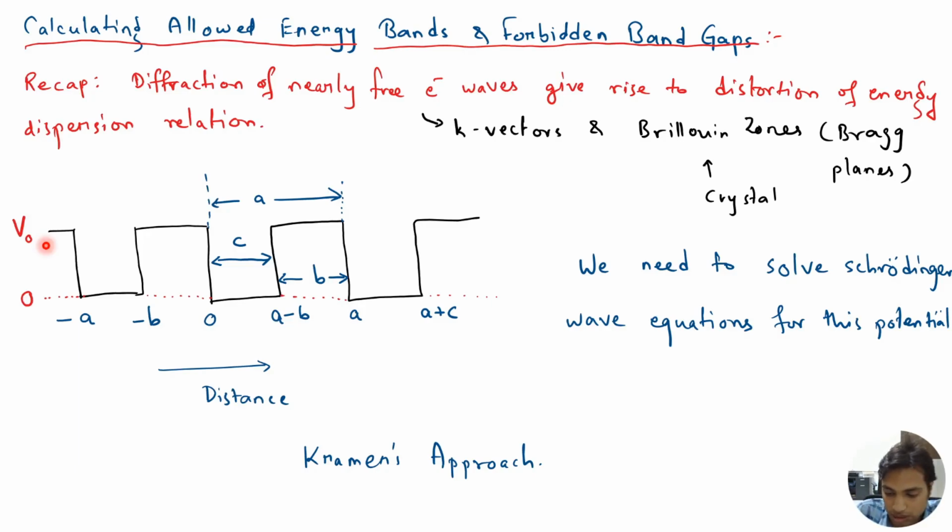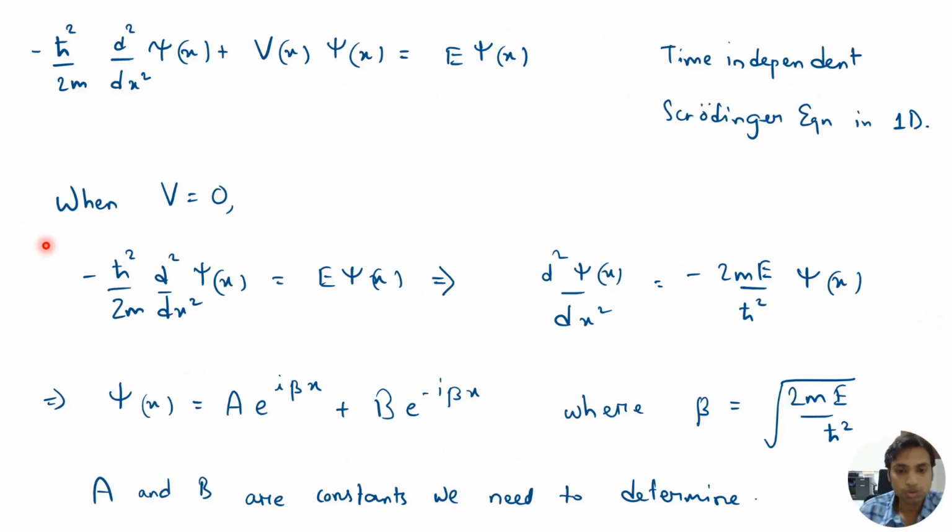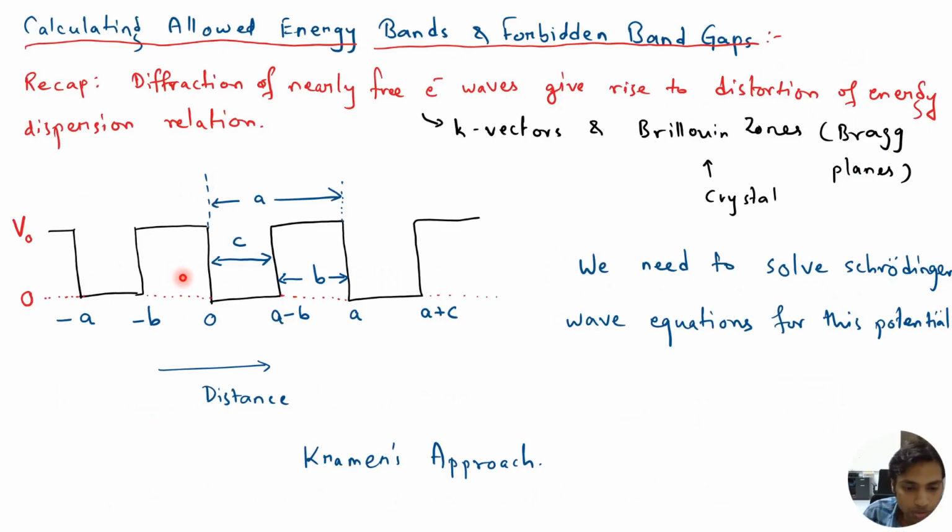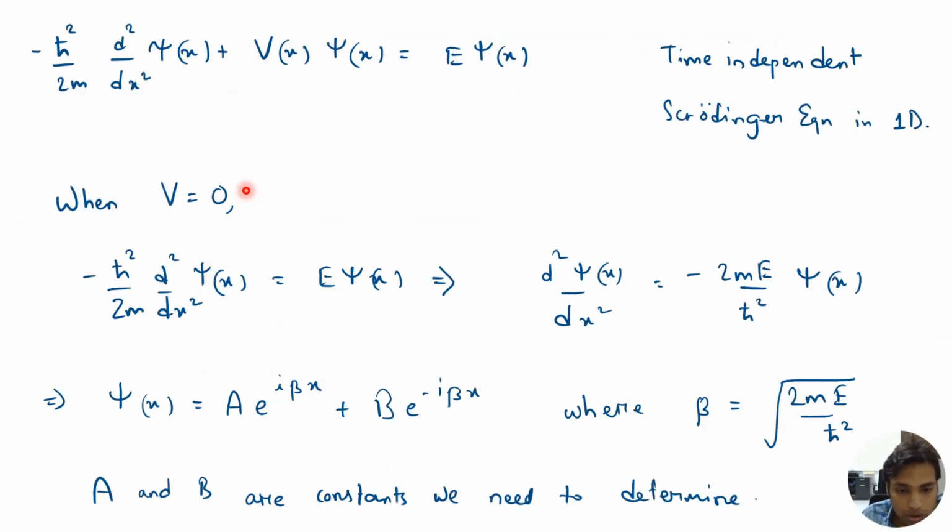It is a bit mathematically involved, so I'll be showing you the mathematical outline of what we are going to do. We will start with the Schrodinger equation for the potential. When is V equal to 0? V is 0 in the regions from 0 to a minus b. So when V equal to 0, this is the starting equation.